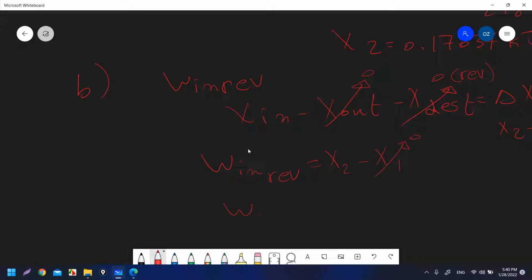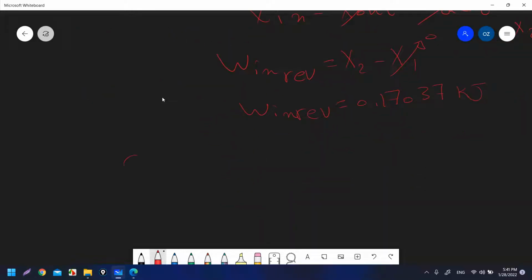So work reversible in is equal to X2, and X2 is 0.17037 kilojoule. And for part C, he wanted me to find the second law efficiency, and we said it is work reversible in over work useful in. He gave me in the question the work useful in as 1.2 kilojoule, and we calculated this 0.17037, and it is equal to 14.3%. That is for this question. Let's see the next question.